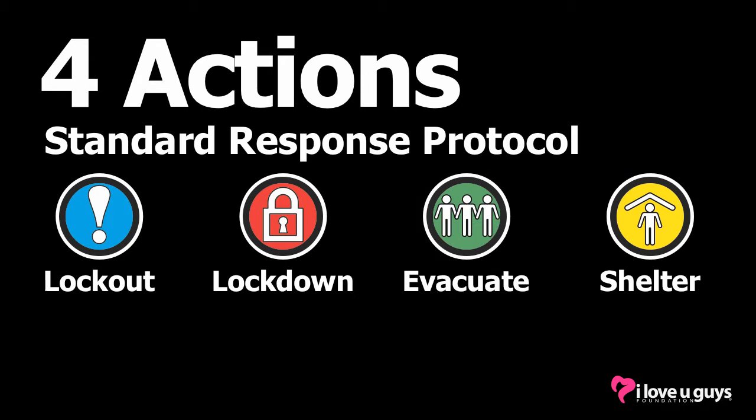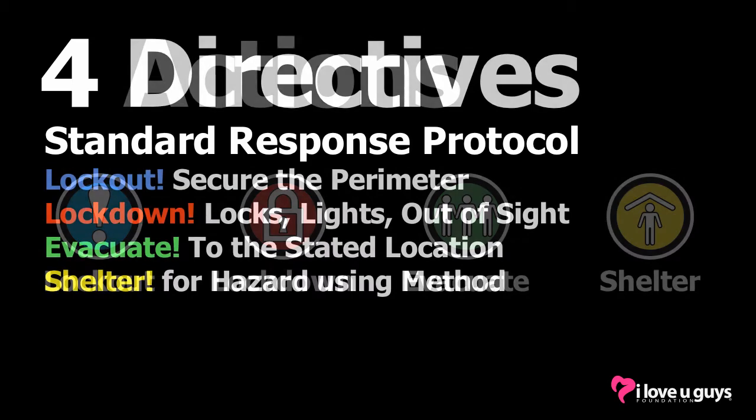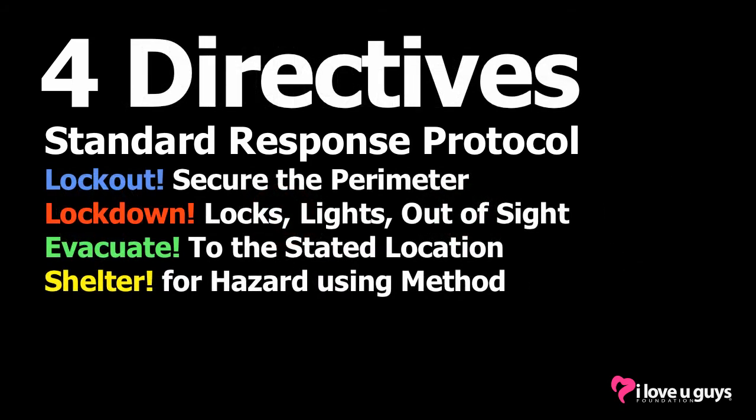The actions are lock out, lock down, evacuate, and shelter. Each action has its own directive. Lock out, secure the perimeter. Lock down, locks, lights, out of sight. Evacuate to a stated location, and shelter for a hazard using a method.